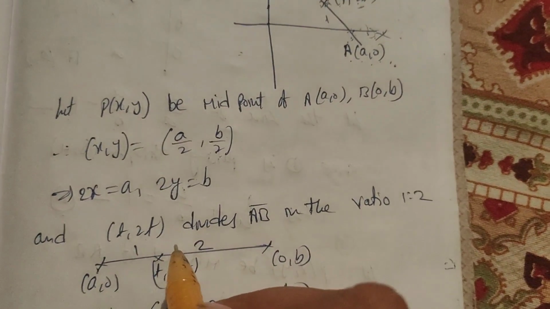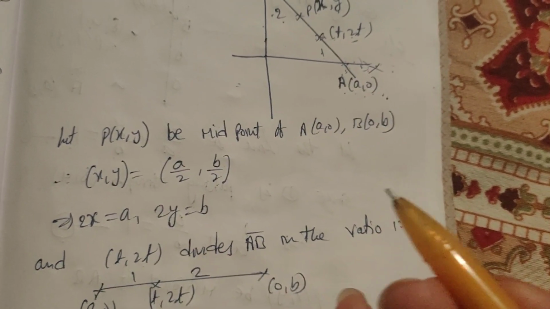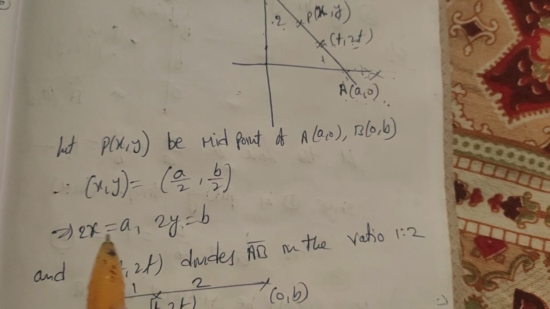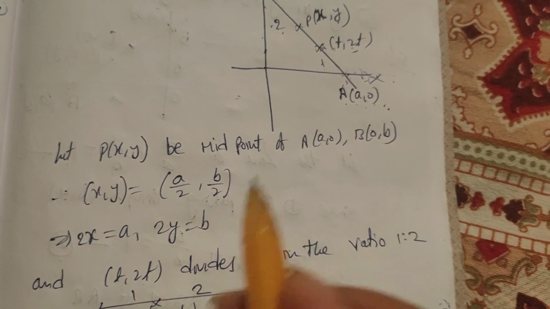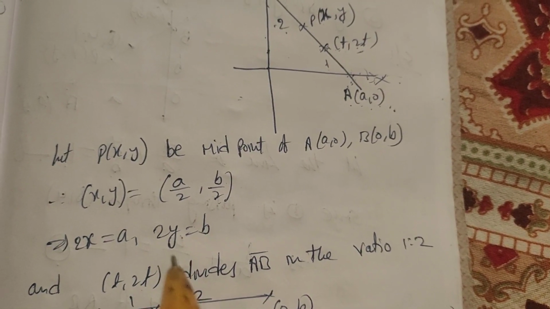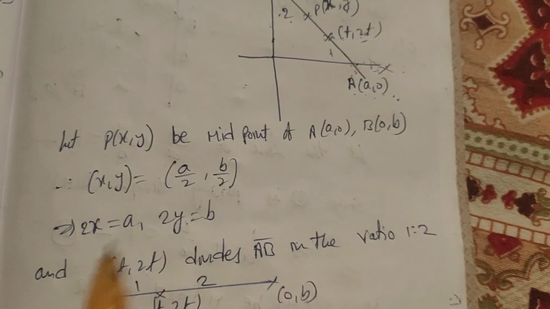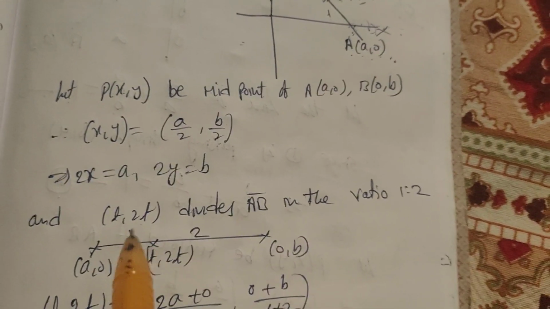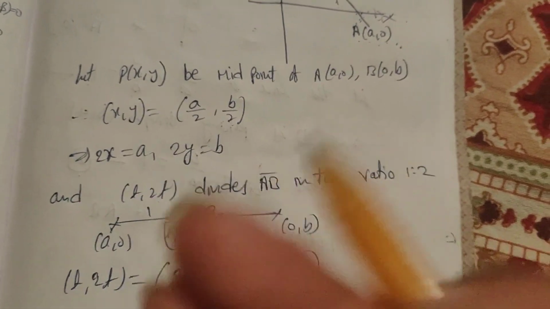And (t, 2t) divides AB in the ratio 1:2. You go for the second condition. This is not yet the locus of (x, y). You get some relation between x and a, y and b. The locus of P(x, y) is nothing but an equation between x and y. So to use this, you get the relation between x and y, that is, in terms of x and y, you get an equation.